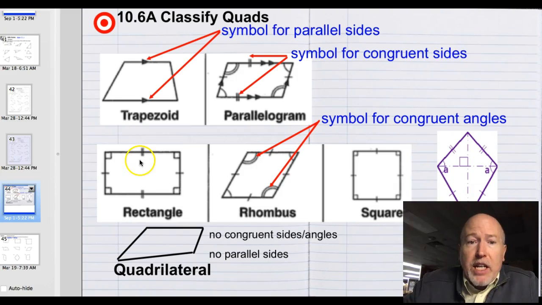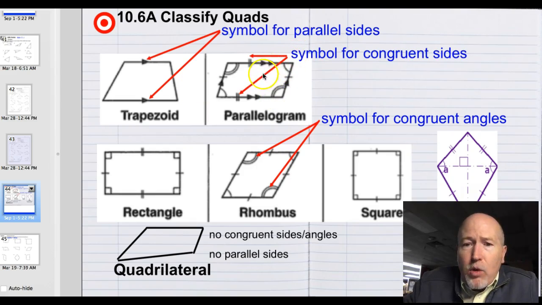You need to be able to identify quads or quadrilaterals. There are lots of different kinds of quadrilaterals. Here's a trapezoid. Notice that they have the symbol on there for parallel, which is these two little arrows. A trapezoid has exactly one set of parallel lines. These are called the legs. These are called the bases.